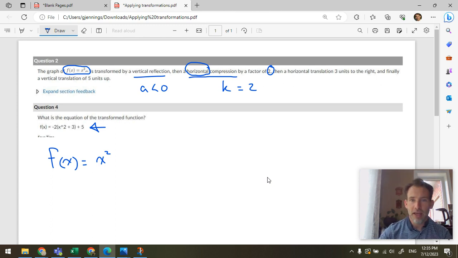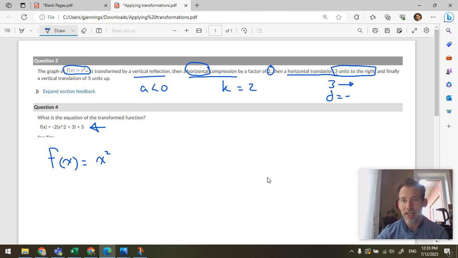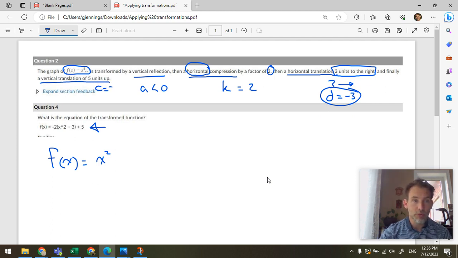All right, and then a horizontal translation of 3 units to the right. That means d is going to be negative 3. Okay, it's going to be x minus 3 inside the machine of the function. And then finally, a vertical translation of 5 units up. c is equal to 5.